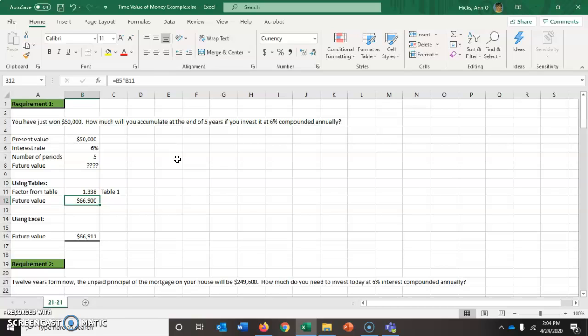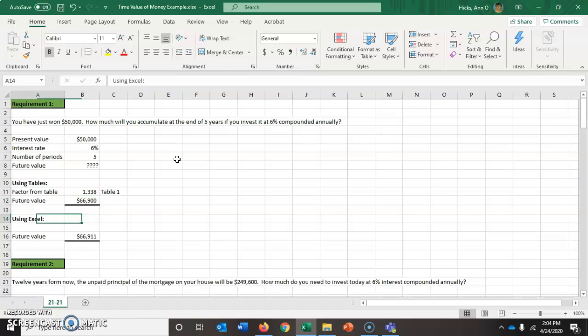What that tells us is if we take $50,000 today and invest it at a 6% interest rate for 5 years, compounding annually, at the end of the 5 years we will have $66,900. Now, notice this assumes the interest rate is constant. We don't add, and we don't take anything out of that investment.